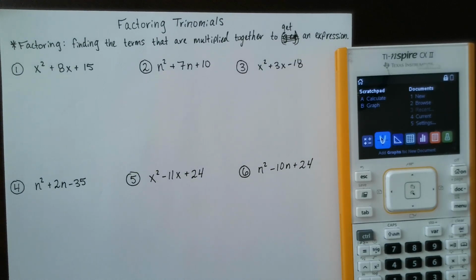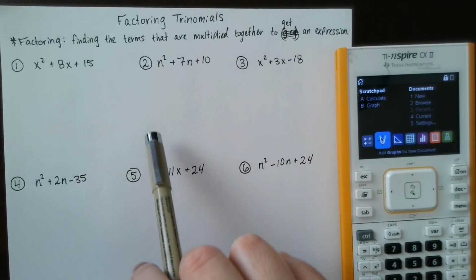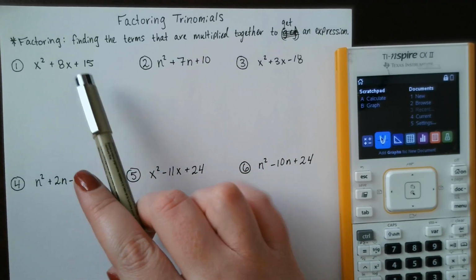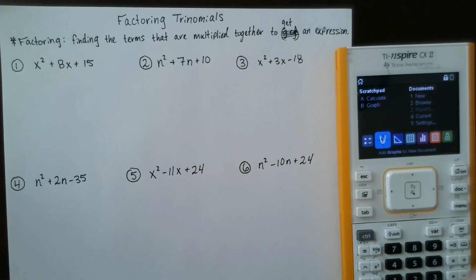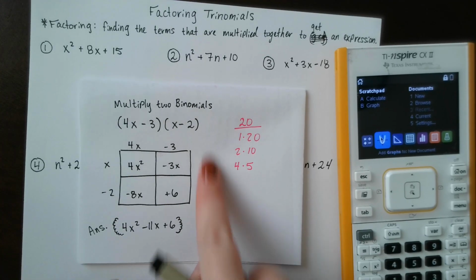In today's video, I'm going to quickly go over how to factor trinomials. Before we begin, you do have to know that factoring is just finding the terms that are multiplied together to get an expression. What that looks like is something like this.